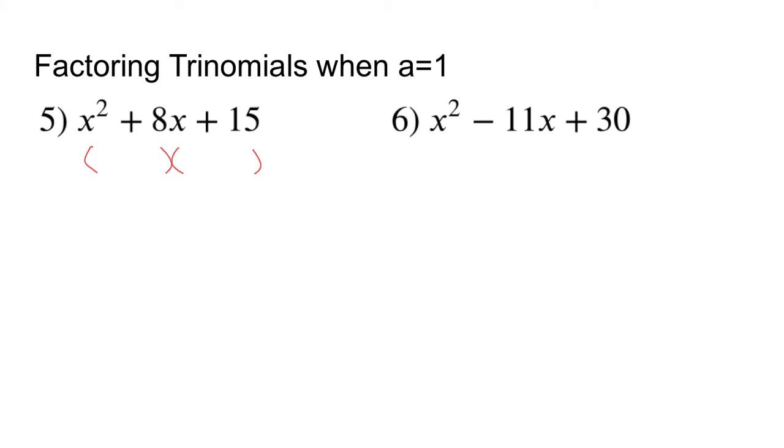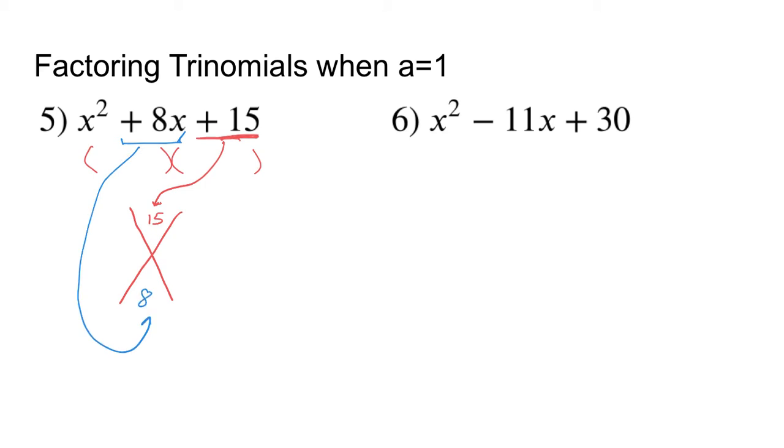So in order to do this best, what I like to do is set up this little x. Up here at the top I put in the 15, that positive 15 from right there. Then I take the 8x and put just the 8 down here in the bottom. What I'm looking for is the pair of numbers that multiplies together to give me 15, but adds together to give me 8.